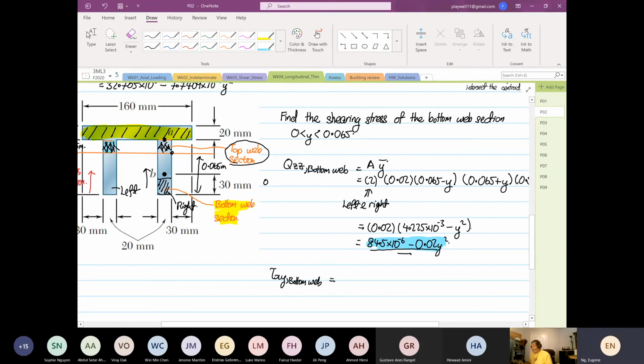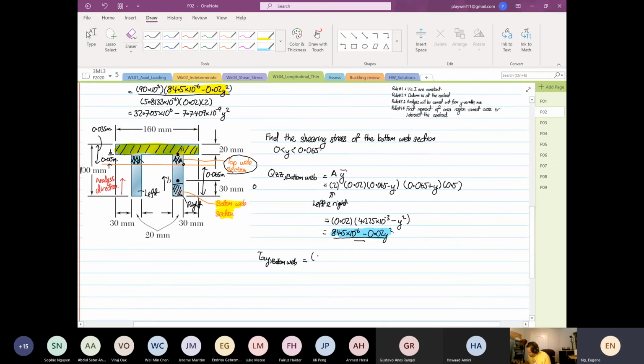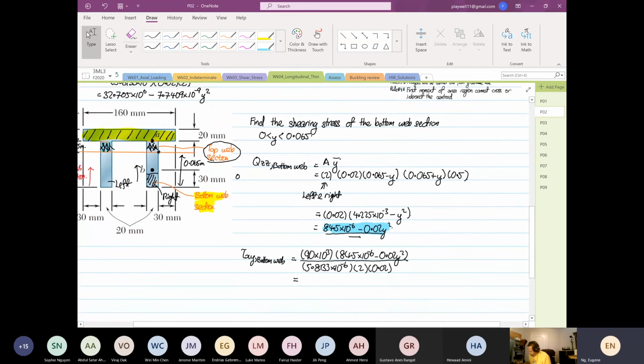So remember what I told you, V and I are constant. So V and I are constant, I can copy from there, right? V is 90 times 10 to the power 3. I is 5.8133 times 10 to the power minus 6. And then Q is equal to 84.5 times 10 to the power minus 6 minus 0.02 y squared. And then the thickness is twice for left and right, and then you have 0.02. And then you bring it here. So it's exactly the same for the top and bottom, okay, for the web.